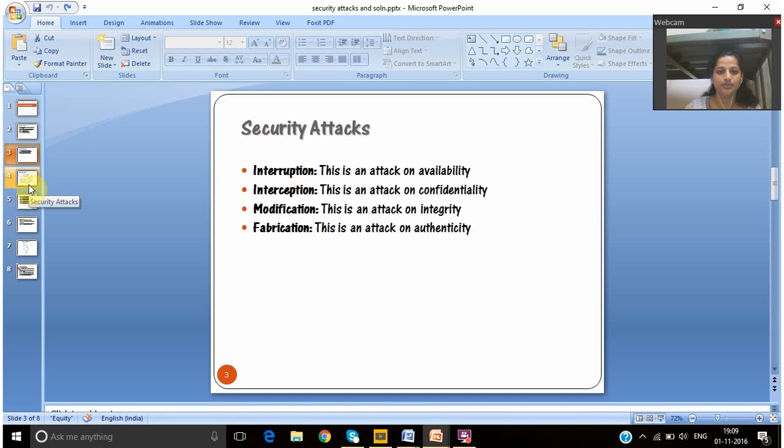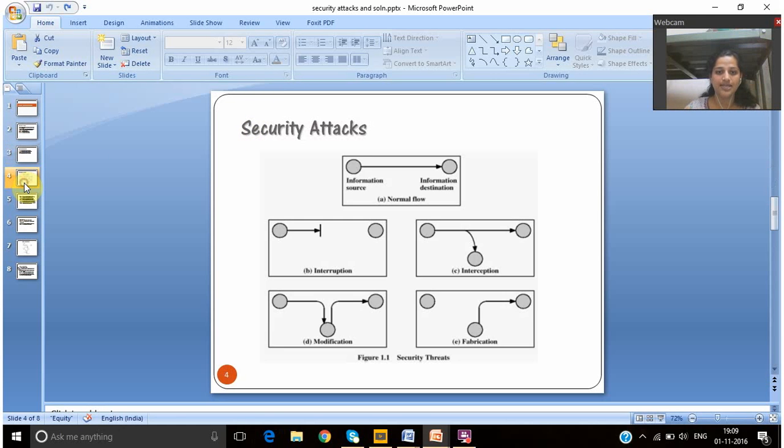These are the security attacks that are posed on the information that is being sent. This is the normal flow of information from the source to destination, but when it gets interrupted midway, that is known as interruption. When the message that is being sent is intercepted by another person or a third party, it is known as interception.